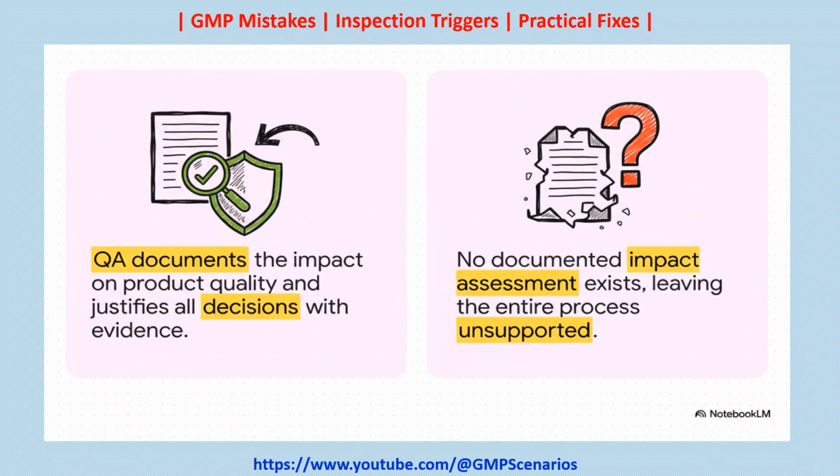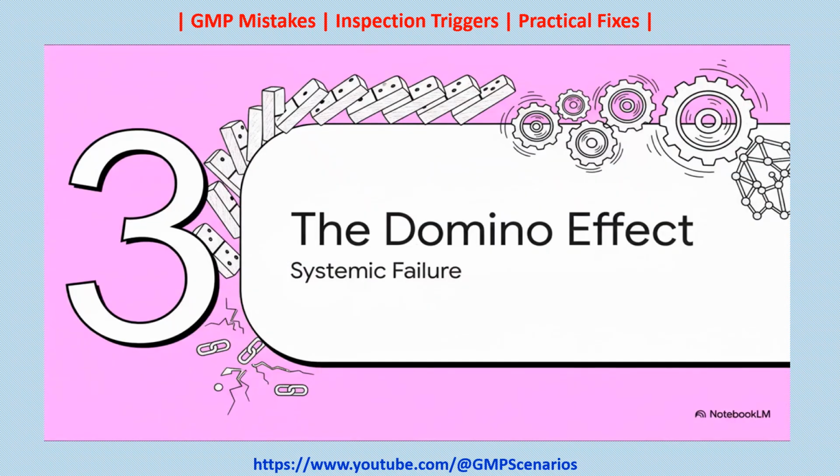And you can really see the difference here. On the left, you've got a solid, successful closure. QA has documented the impact, and every single decision is backed up with real evidence. But on the right, that's the failure. No documented assessment means the entire closure, and even the batch release, is just hanging out there with zero support. And believe me, this isn't just a little paperwork error. Taking this one shortcut kicks off a massive domino effect. It's a single point of failure that ripples through your entire system and has some pretty serious consequences.